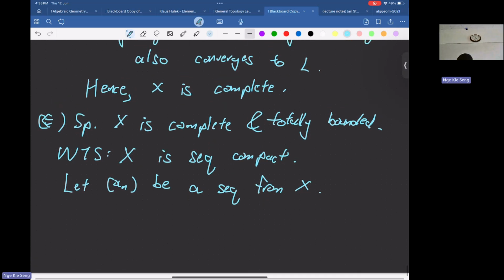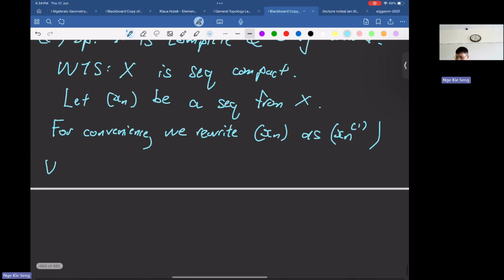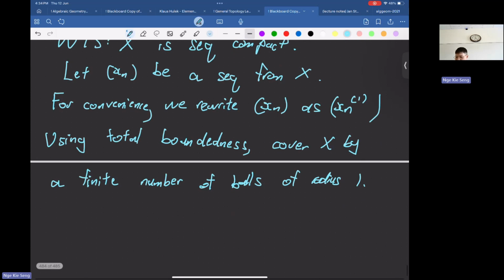Okay, so for convenience, we will rewrite Sn as Sn1. And later we're going to build subsequences. So using total boundedness here, we could start by bounding our S using balls of radius 1. By total boundedness, we know that we just need finitely many of them. So in this case, a very nice principle from our friend, pigeonhole.